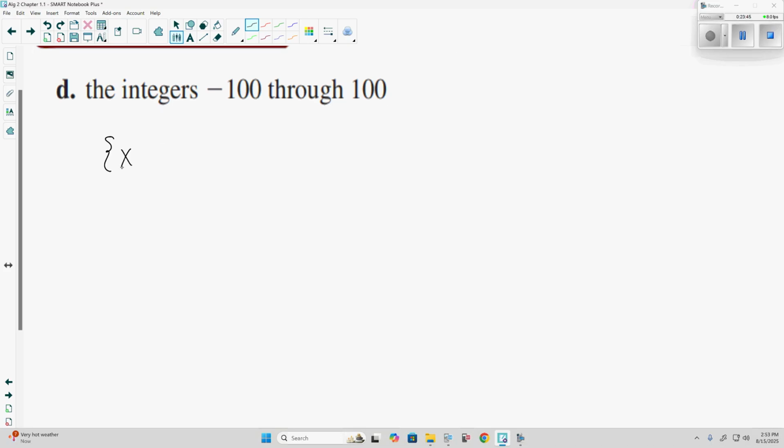Because here, brace x, our description is what? X is an element of the integers. We have x is in the integers. X is an integer such that what? Negative 100 is less than or equal to x is less than or equal to 100. Because we always want to list it from left to right.